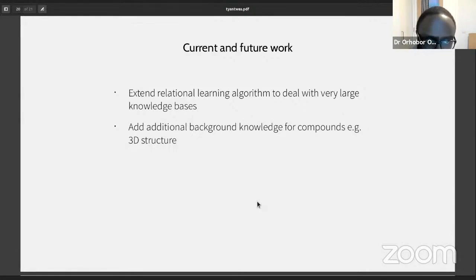And we're also adding additional background knowledge for compounds. So for example, their 3D molecular structure, chirality, etc., etc.